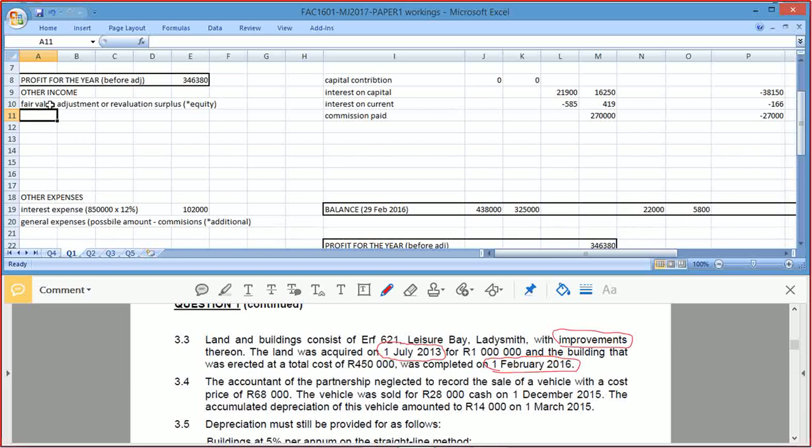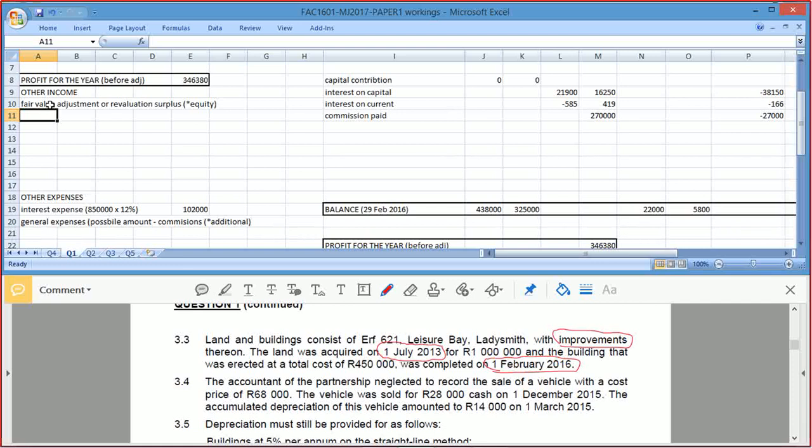The accountant of the partnership neglected to record the sale of the vehicle with a cost price of 68,000. The vehicle was sold for 28,000 cash. On the 1st of December 2015, the accumulated depreciation of this vehicle amounted to 14,000 on the 1st of March. Okay, so does any of that affect the statements that we need to present?